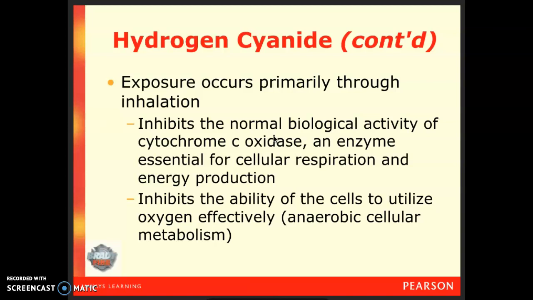And what cytochrome C oxidase does is it helps your body to break down the oxygen and to utilize that oxygen to perform cellular functions, in particular energy functions. And so what happens is the cyanide blocks this normal mechanism to use the oxygen, and the cells end up going into anaerobic cellular metabolism, which is far more inefficient, and eventually, if it continues long enough, the cells start to really get into trouble and start to die.